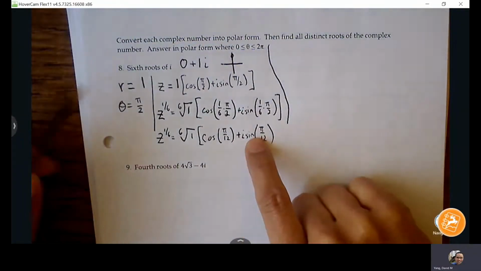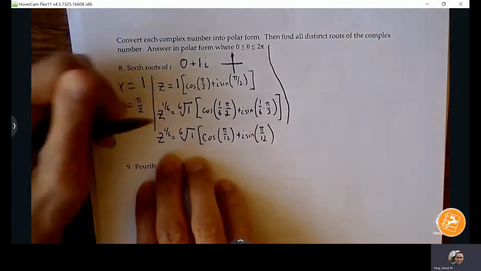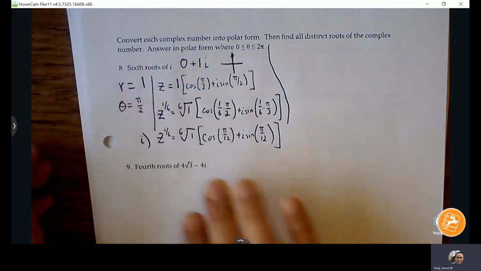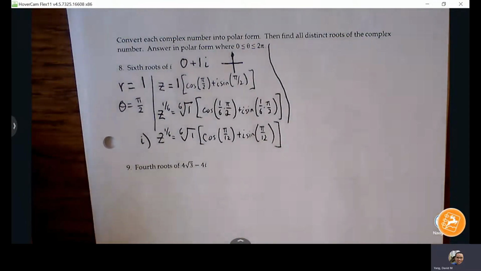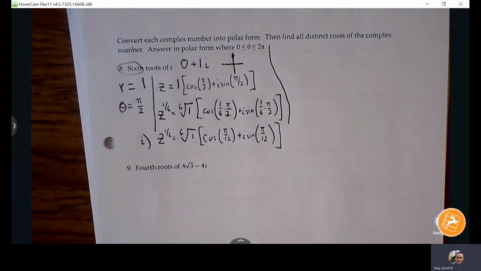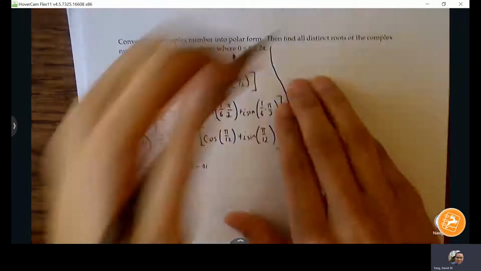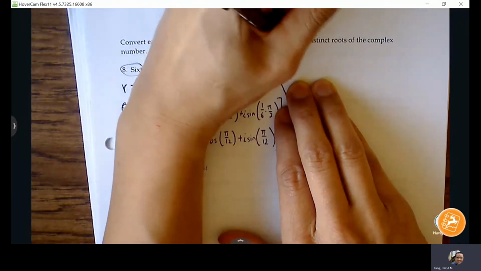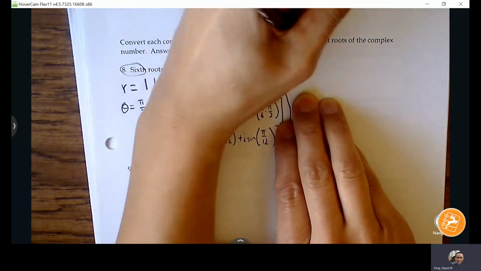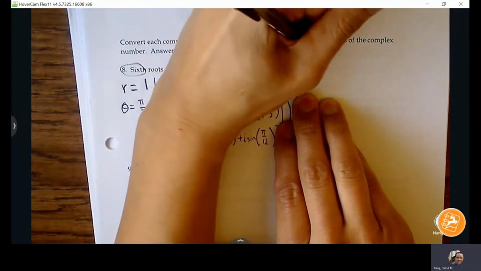Okay, what we've done is we've reached the first solution. How many more solutions are we looking for? 5 more, okay? And they're all going to be evenly spaced apart. So we'll do 2 pi and divide it by what? 6, which is pi over 3.